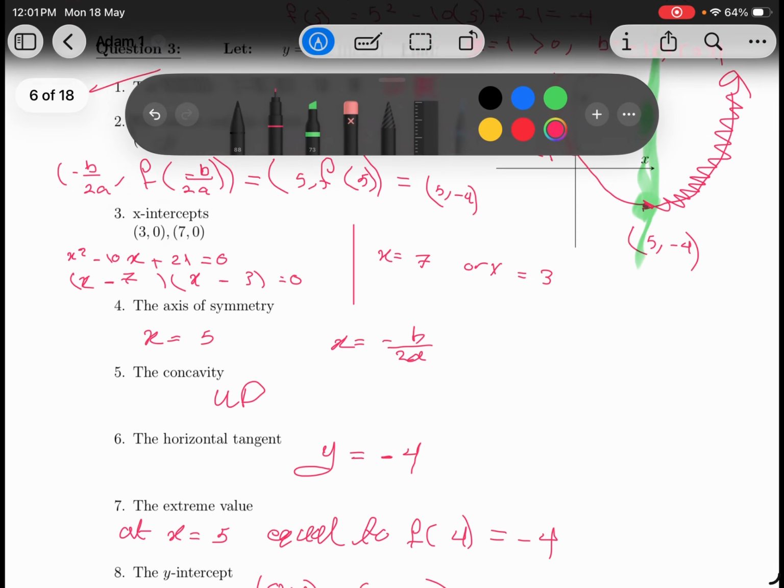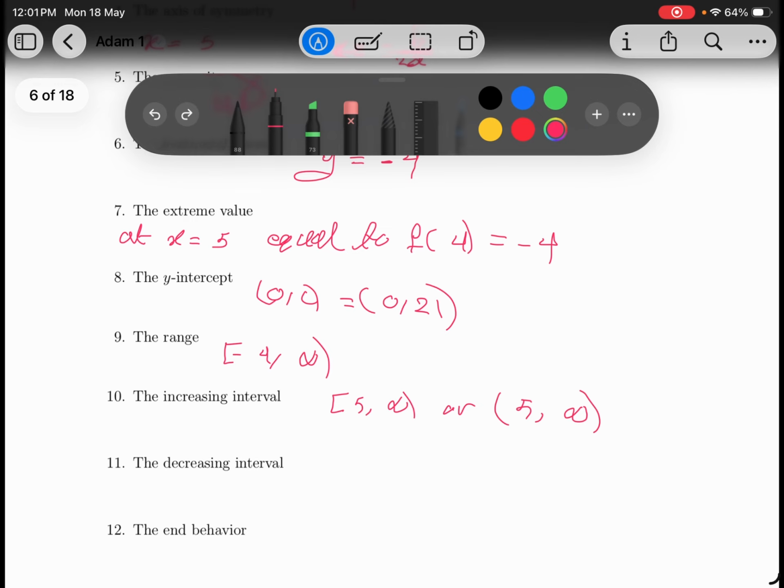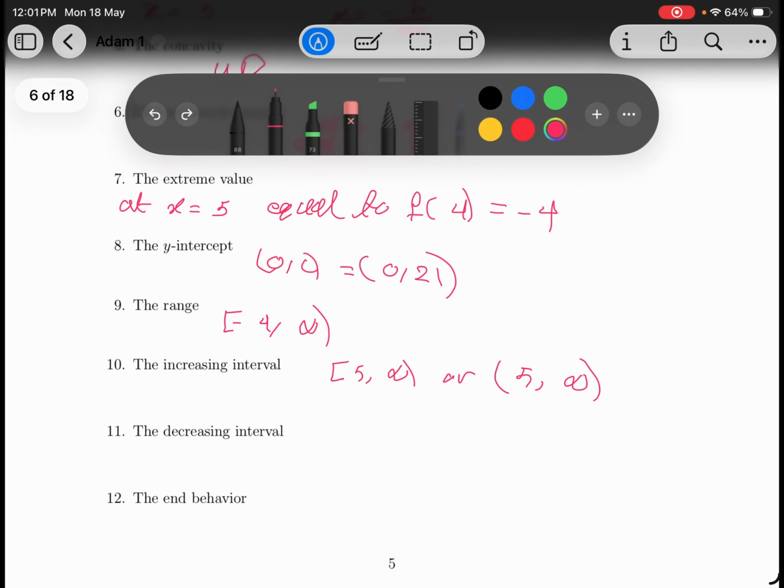It's fine, both are correct. And decreasing otherwise, so it's decreasing from minus infinity, going there, decreasing till we reach what? Till we reach that beautiful 5. So it's decreasing from minus infinity to 5 open, or from minus infinity to 5. Both are correct when it comes to increasing and decreasing.